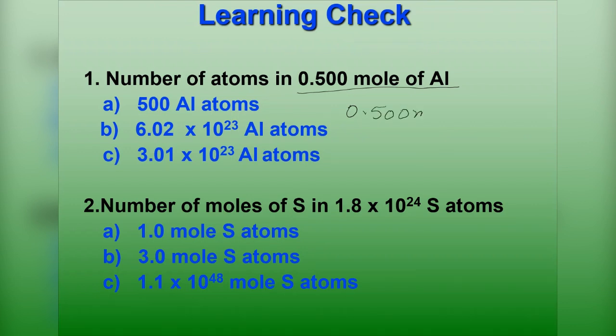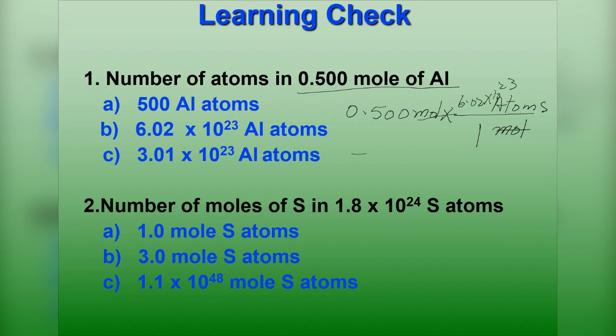0.500 mole. We have already done stoichiometry. The given unit is mol. What are we finding? Number of atoms. At the top, 1 mole is 6.02 times 10^23.